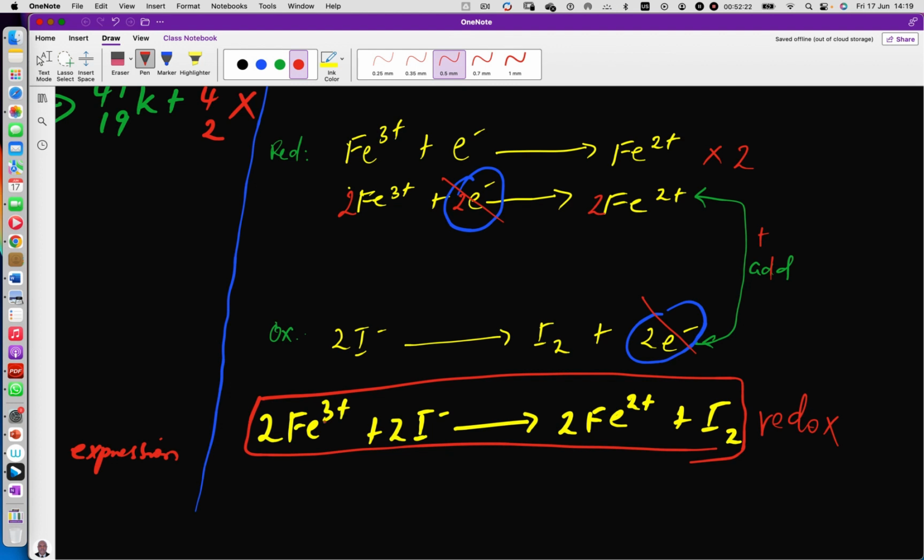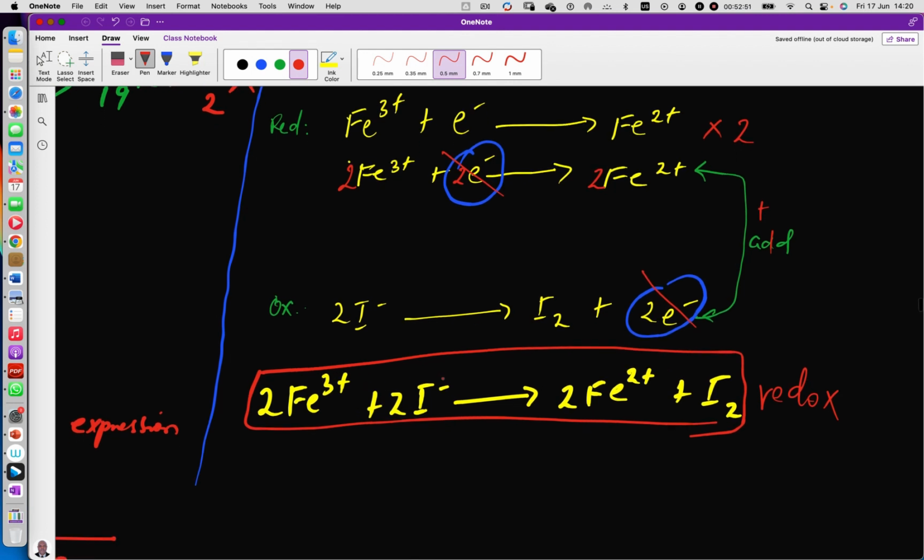The iron(III), which I said is an oxidizing agent, accepts electrons and becomes reduced to iron(II). Meanwhile, the iodide, which is a reducing agent, will lose electrons and become oxidized to iodine. So it is iodine here. The oxidation number goes from minus 1 to 0. There's oxidation. So this will be the equation.